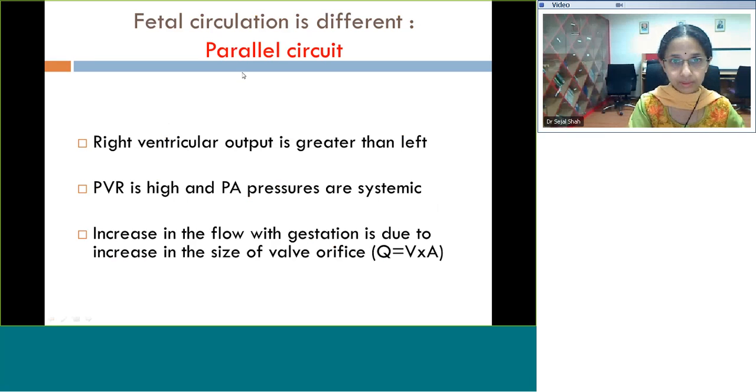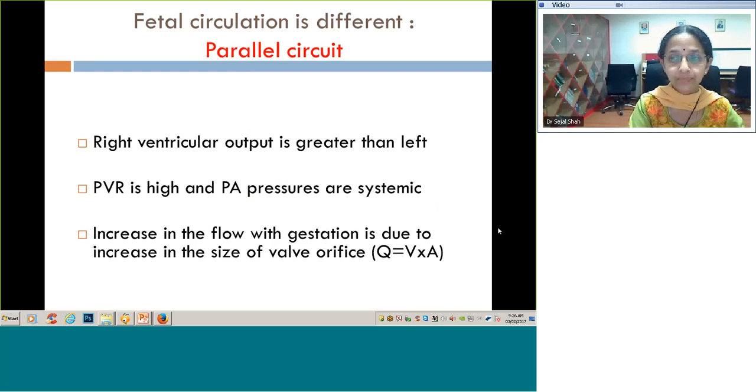The most important thing is to understand that the fetal circulation is different from the postnatal circulation, because the fetal circulation is a parallel circuit, whereas postnatally it is a series circuit in a normal heart. One of the most important differences is the right ventricular output being a little greater than the left. As we saw in the last class, normally the right heart is equal to the left heart or a shade more. That means the right ventricle is the dominant ventricle in the fetus. The right ventricular output is greater than the left.